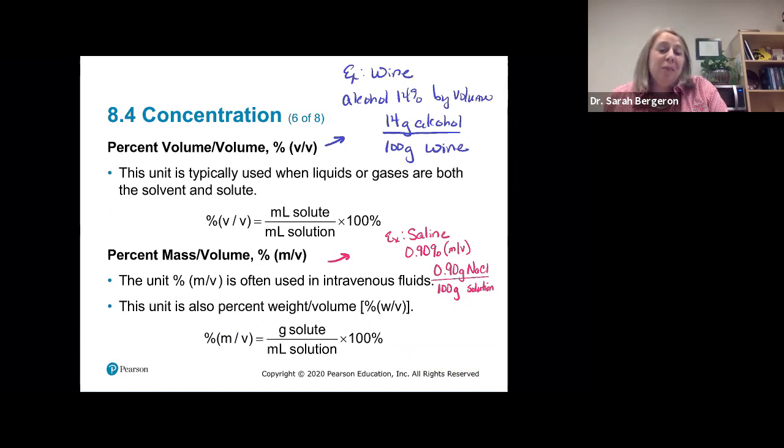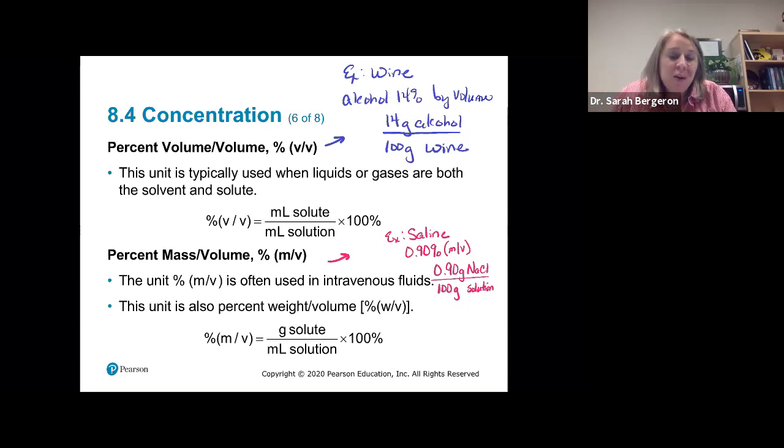All right, percent volume by volume. This is usually used when we have liquids and gases as our solvent or as our solute. So it's always milliliters of our solute over milliliters of our solution. One example is if you go down the wine aisle at the grocery store, you're going to look on the label and it's going to say however much alcohol by volume. So if you have wine, maybe it's 14% by volume. What is that telling you? That's telling you that for every 100 grams of wine, there are 14 grams of alcohol. That's on all alcohol bottles that you see that are consumed by the public.